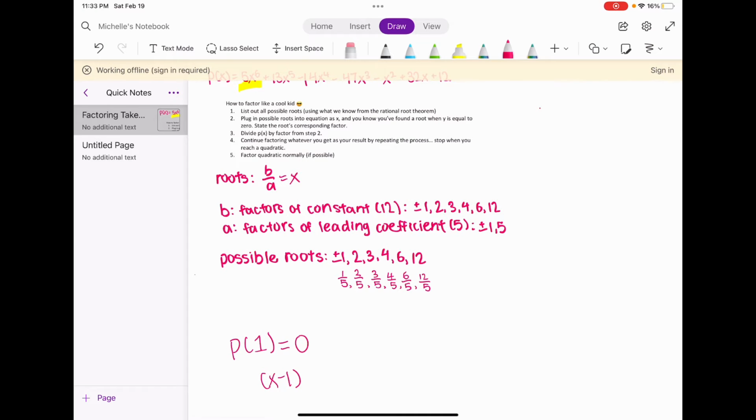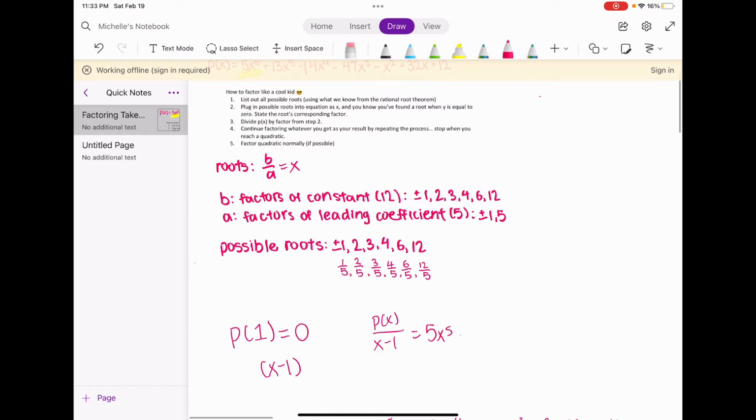So it says in step 3 to divide p of x by the factor that we just got from step number 2. So p of x divided by x minus 1 gets me to 5x to the 5th power plus 18x to the 4th power plus 4x cubed minus 43x squared minus 44x minus 12. Step number 4 says that we have to continue factoring this until we get to a quadratic. So we have to repeat this entire process all over again.